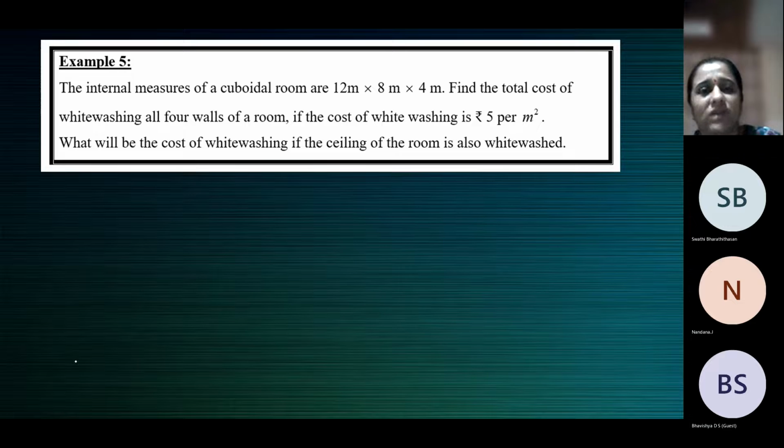Now, if you understand this, you can answer any question. It's very simple because all values will be given. You just have to visualize and understand what expression you have to use to find the answer.